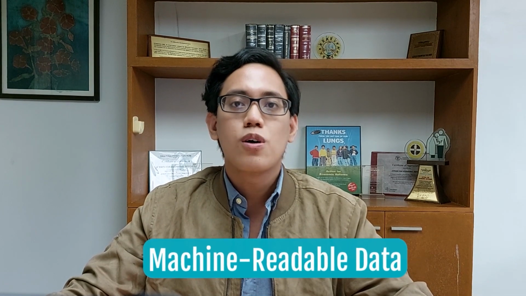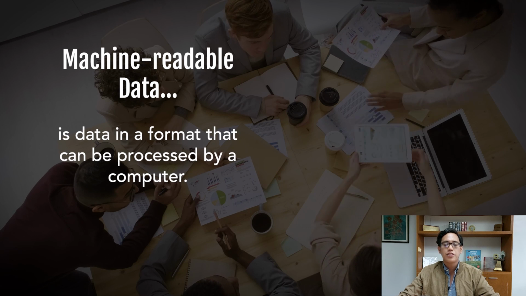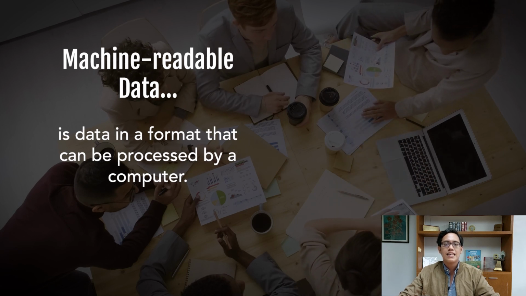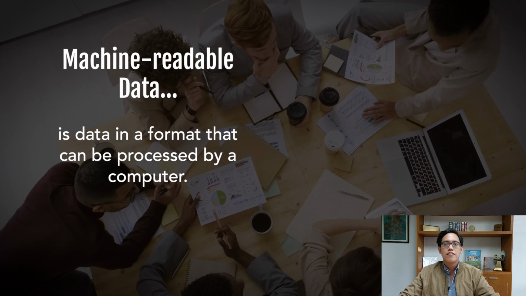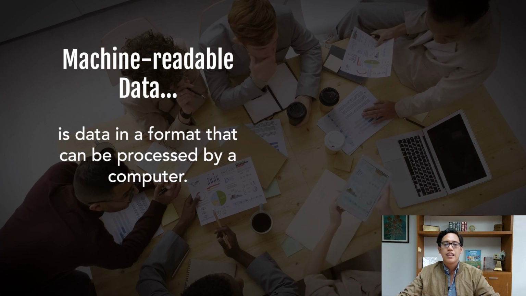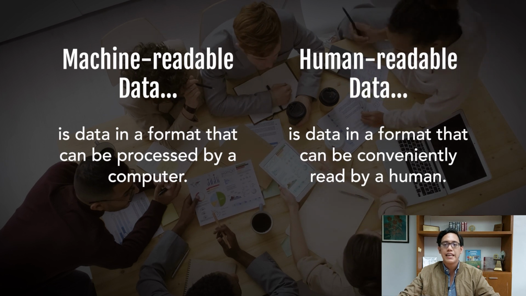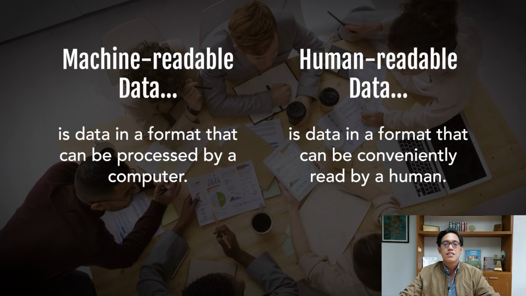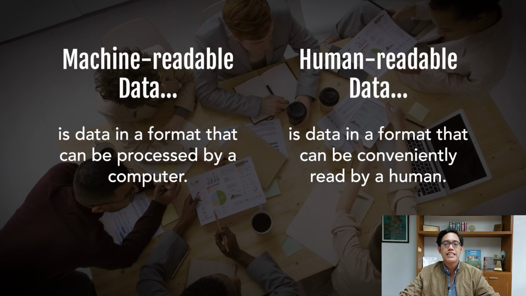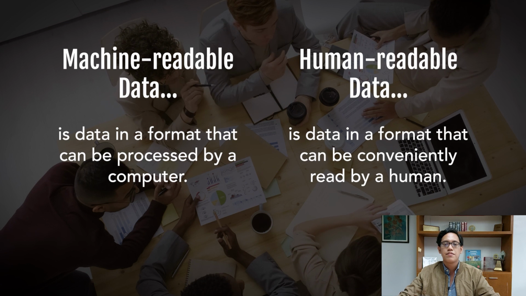Machine-readable data, or computer-readable data, is data in a format that can be processed by a computer, such as CSV, XLS, JSON, and XML files. Machine-readable data must be structured data. Human-readable data, on the other hand, is data in a format that can be conveniently read by a human being. Some human-readable formats, such as PDF, are not machine-readable, as they are not structured data.